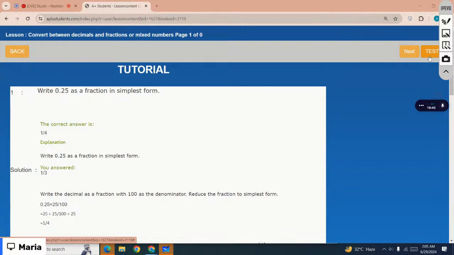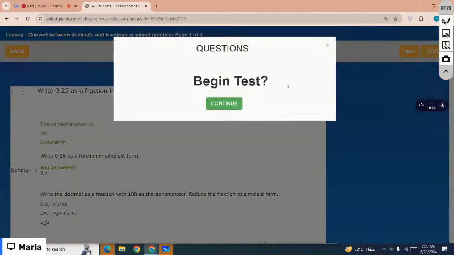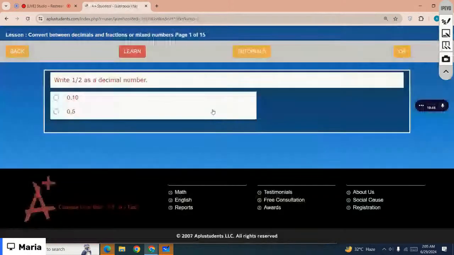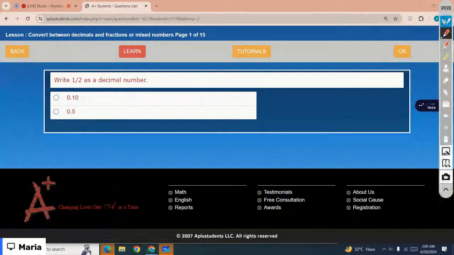Okay, let's just start with the test questions. Write 1 over 2 as a decimal number. You need to write it down as a decimal, right? So how do we write a fraction in decimal form? So basically the fraction is 1 over 2, right? Just make the denominator 100. You have to make it 100 by multiplying by 50.